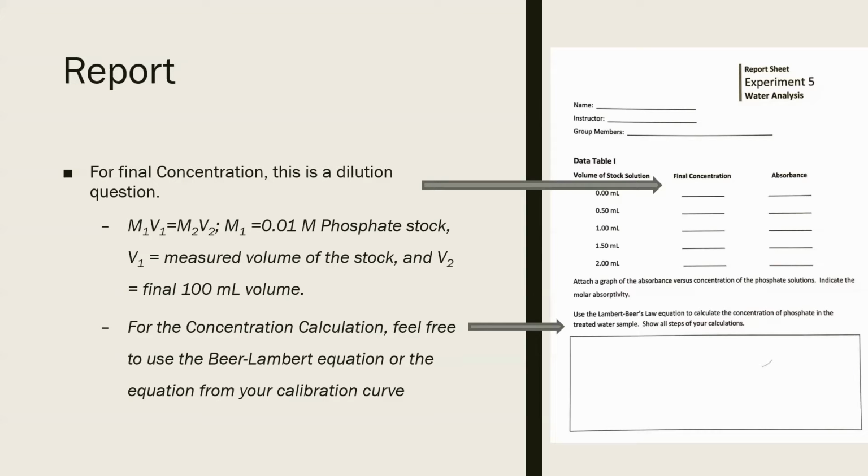The absorbances are given from the spectrophotometer. And then lastly, for that concentration calculation, you are able to use Beer-Lambert law and that equation to figure out your concentration, or you're able to use the equation that was given to you from your calibration curve. Either way you choose to do it, just show all your steps and you should be good.